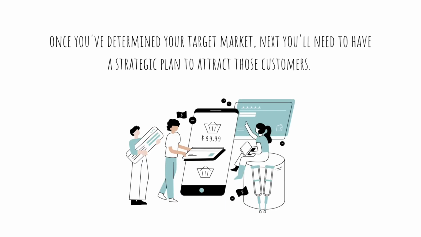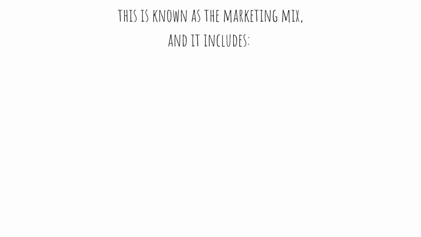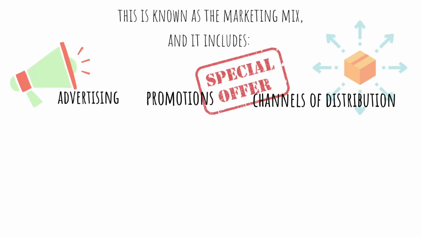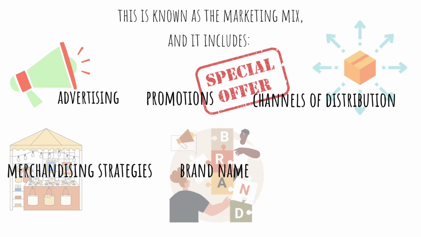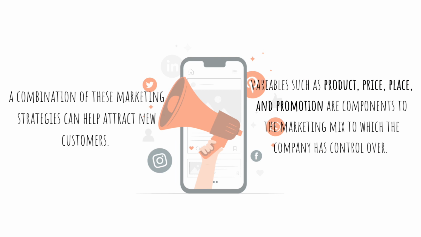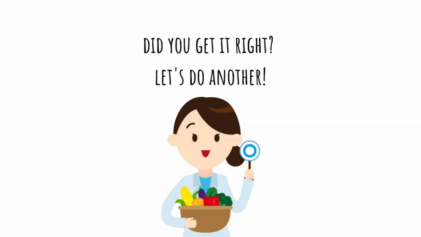Marketing mix. Once you've determined your target market, next you'll need to have a strategic plan to attract those customers. This is known as the marketing mix, and it includes advertising, promotions, channels of distribution, merchandising strategies, brand name, and pricing. A combination of these marketing strategies can help attract new customers. Variables such as product, price, place, and promotion are components to the marketing mix to which the company has control over. Did you get it right?